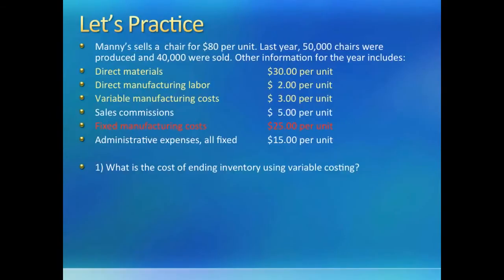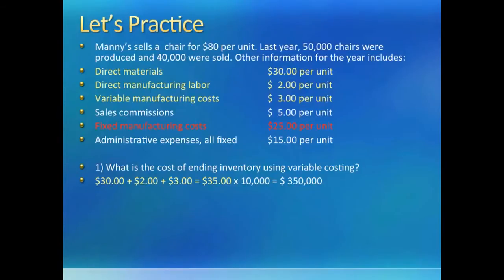Let us read the first question. We need cost of ending inventory under variable costing. So, we need number of units in ending inventory times cost per unit. We see that the company made 50,000 units but sold only 40,000. So, ending inventory in units is 10,000 units. Under variable costing, we are going to use only variable manufacturing costs as inventoriable cost per unit, which is 30 plus 2 plus 3. The numbers in yellow.